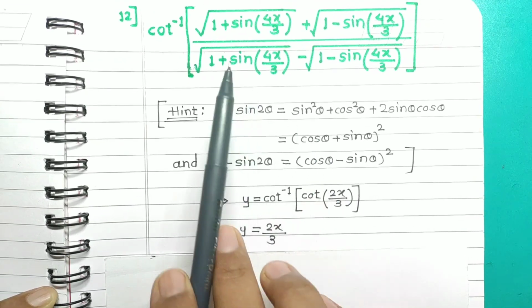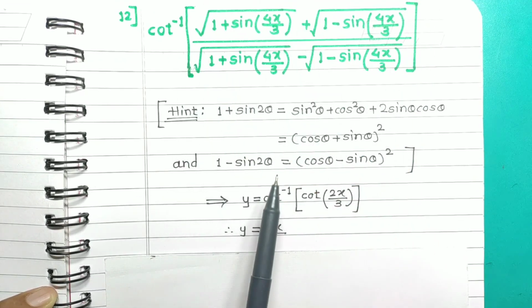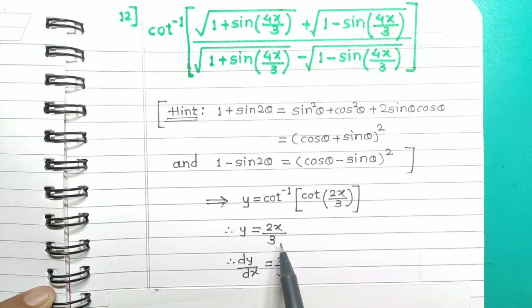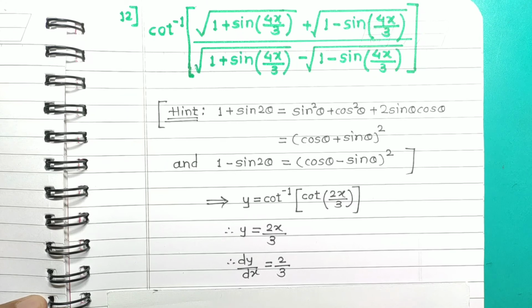See, for this complicated function, using trigonometry we are getting this very simple function, and it's very easy to differentiate. So its derivative is 2 by 3. Okay, so this is how we have completed a dozen examples which are very interesting and quite easy. So you do all these examples on your own.